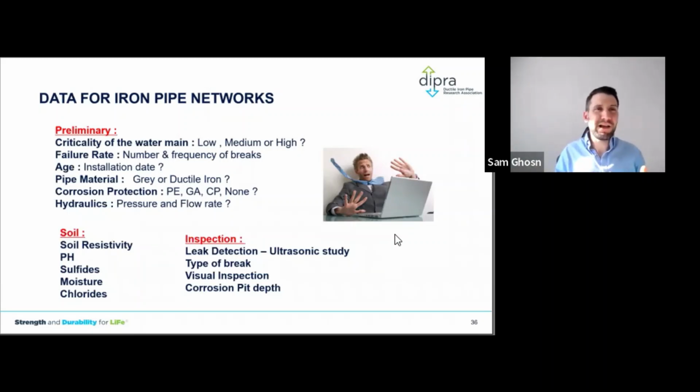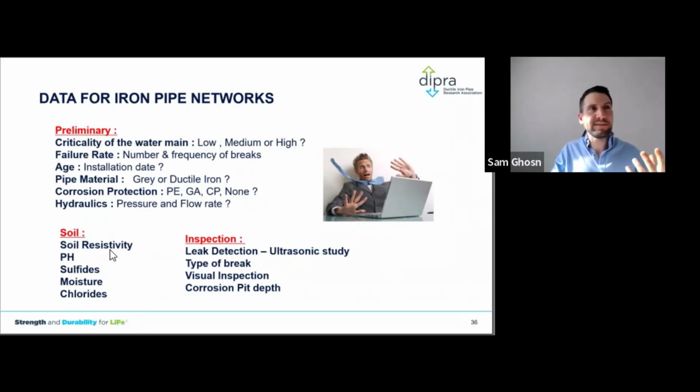Hydraulics: do I have any cement lining on the inside? Depending on the age, for sure. Was it lined in place using cement mortar lining or other types of linings throughout its design life? Also very important to understand, okay? And that will tell us a lot about the hydraulic efficiency of that water main. We could also have a pressure and flow rate monitoring system to understand that aspect better.